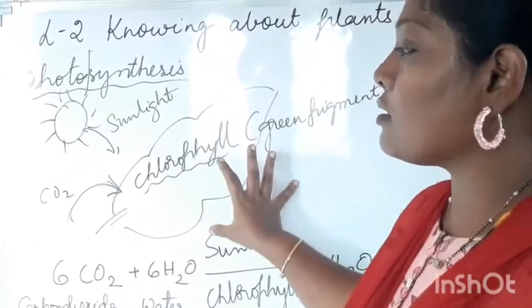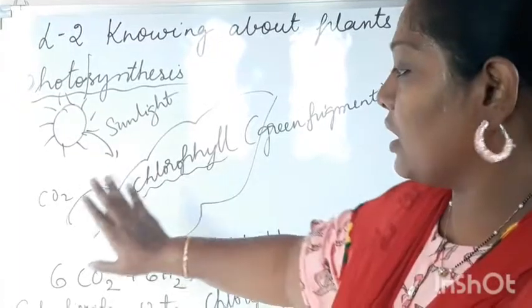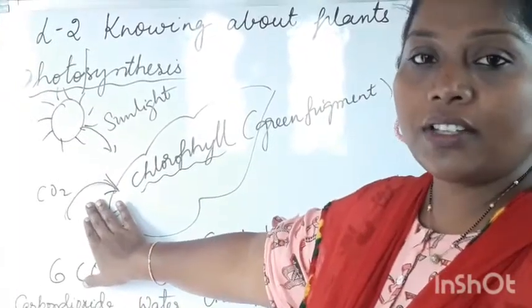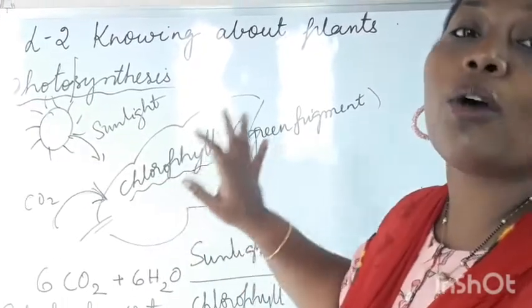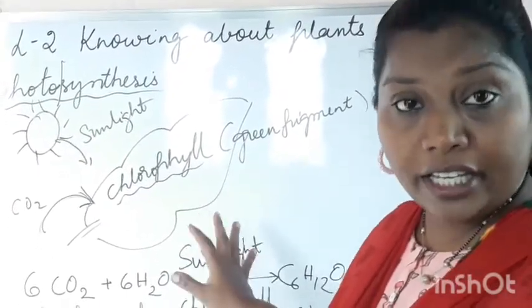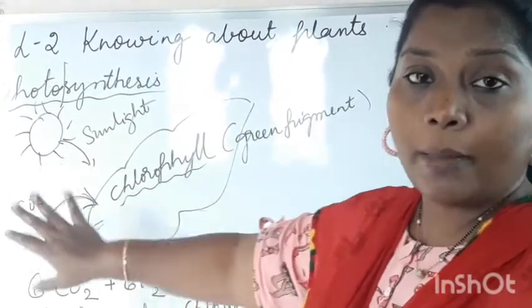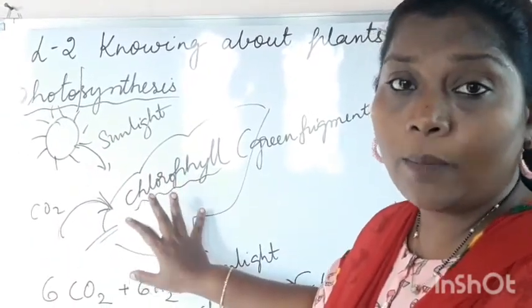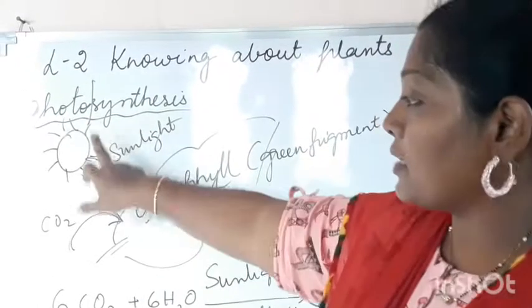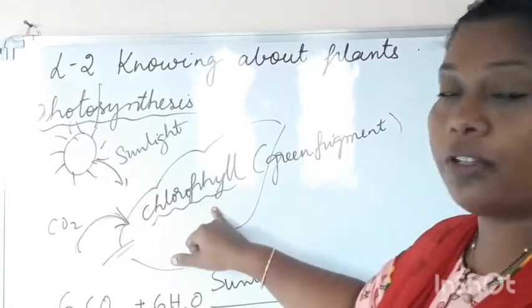The photosynthesis process is nothing but the carbon dioxide which is coming from the atmosphere reacting with the water which is present in the leaves. The carbon dioxide reacts with the water molecules in the presence of sunlight and chlorophyll.